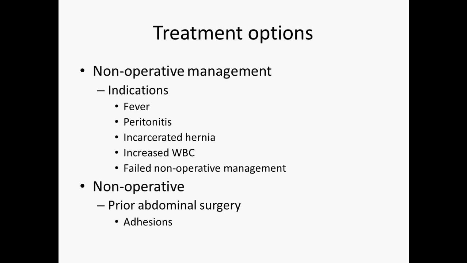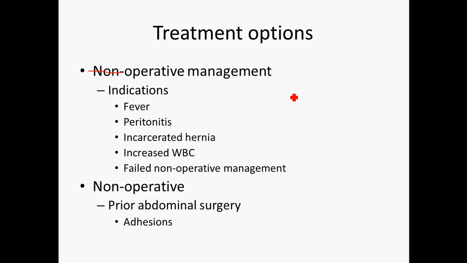So what do we do to treat this? Well, of course, it's going to depend on what's causing the obstruction. The indications for operative treatment would be if there's fever, peritonitis, incarcerated hernia, increased white blood cell count, and failed non-operative management. So these, let me just fix this here. Okay, so this is our indications for operative management.